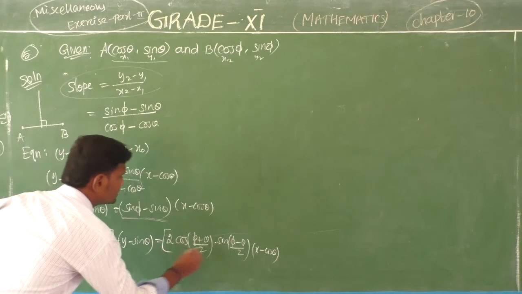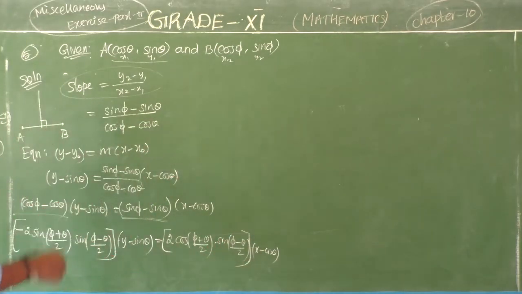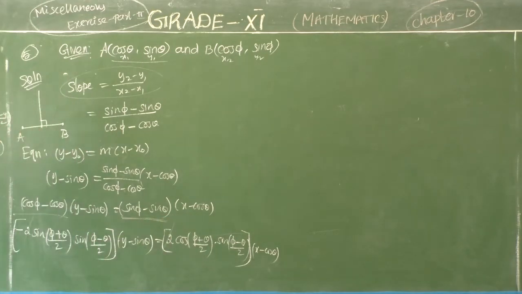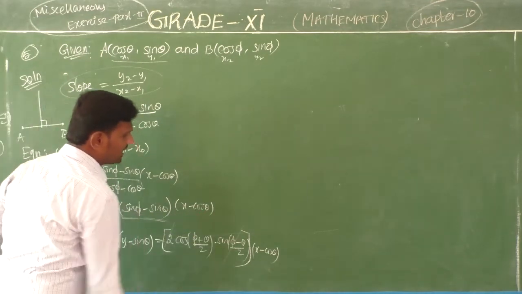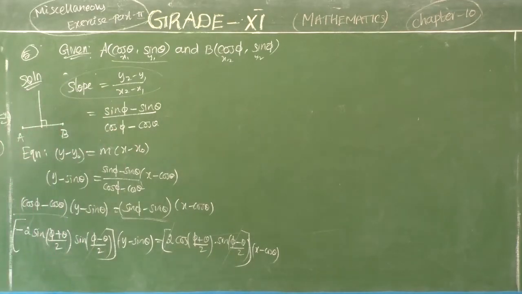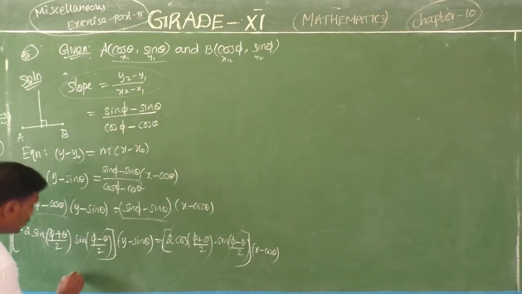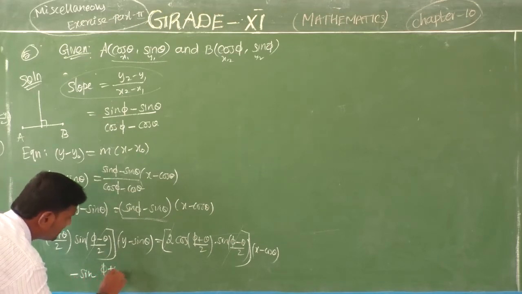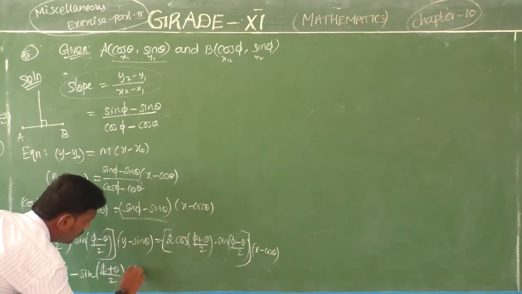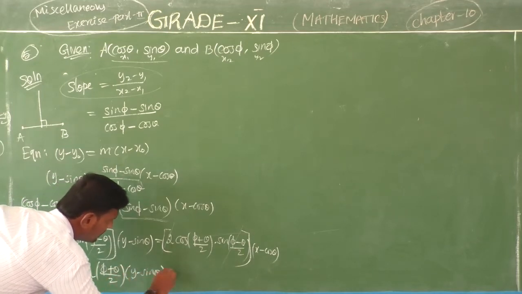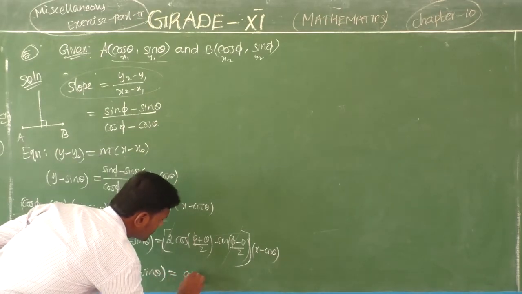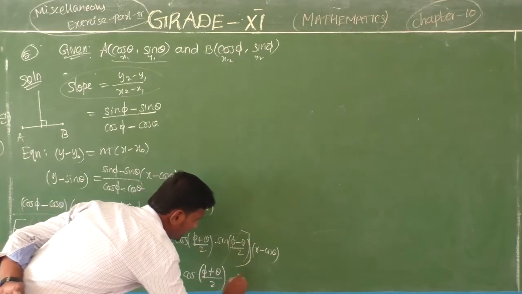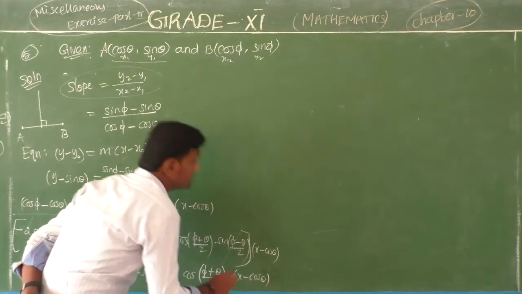Now compare the left and right side. You have a minus common, so I am going to cancel, and the sin of phi minus theta by 2 is cancelled. Now you have remaining minus sin of phi plus theta by 2 into y minus sin theta, which is equal to cos of phi plus theta by 2 into x minus cos theta.